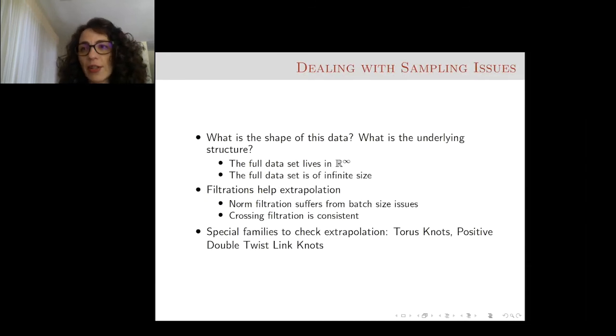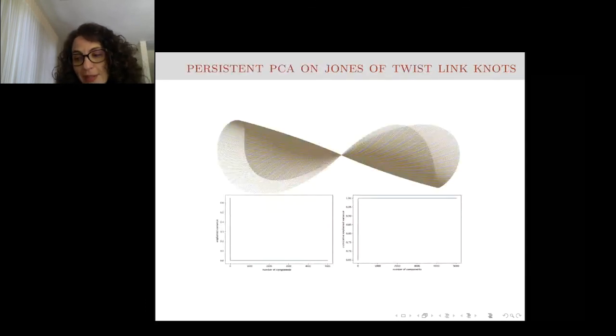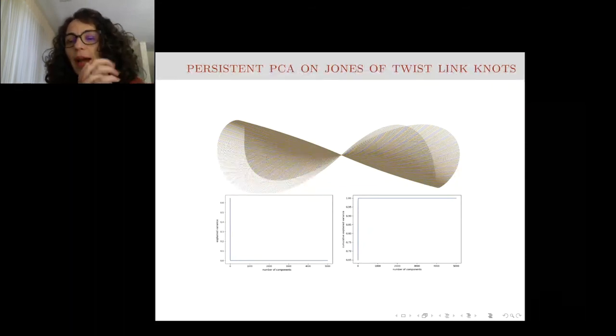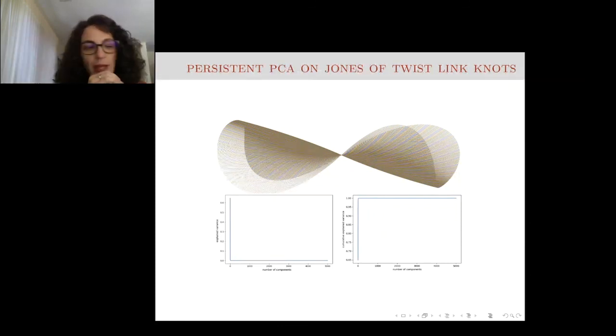Again, all details are in the paper. If there's any variance, it comes from less significant principal components, and the first principal component is basically stable across the filtration from 12 crossings to 17 crossings. But here's what happens with the twist link knots. If you look at this data, we actually have about 500,000 knots, and this is the shape that we get.